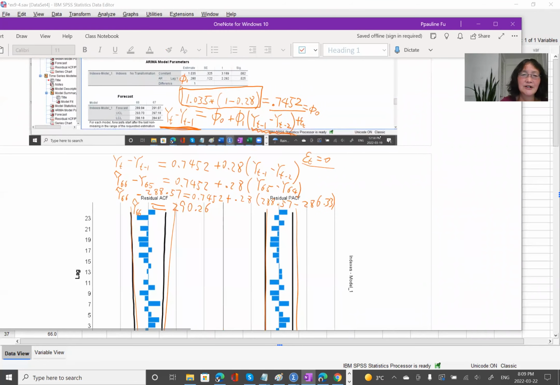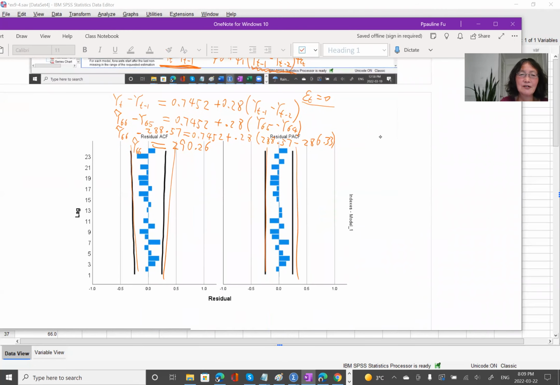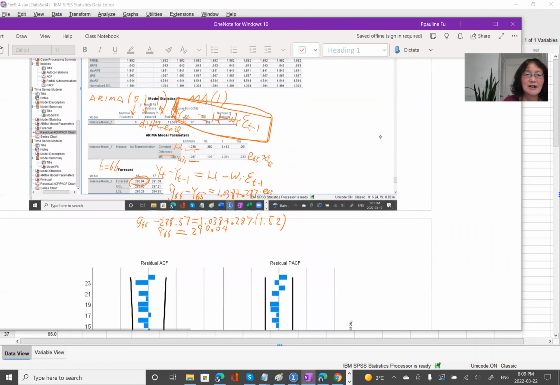See, this is ARIMA. Okay, with the difference, you have to see if there's a difference here. I know what you are talking about. See here, when you have difference, it becomes this. When you do not have difference, it is just YT. When you have difference, you have to say YT minus 1. You have to say this.